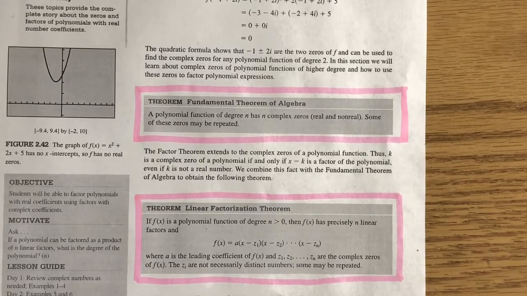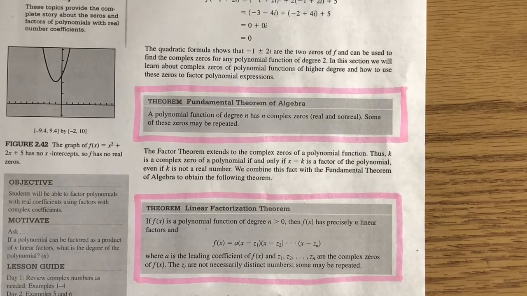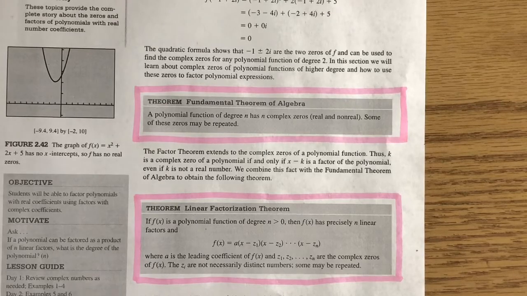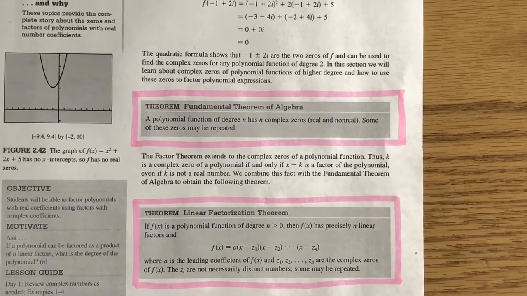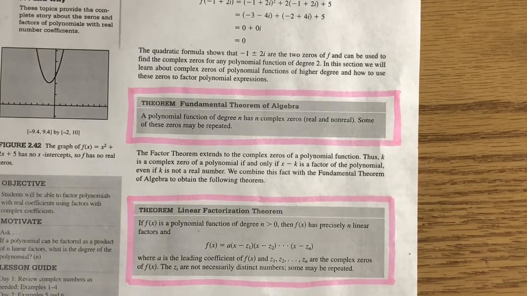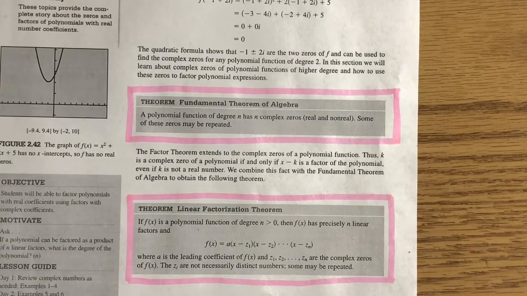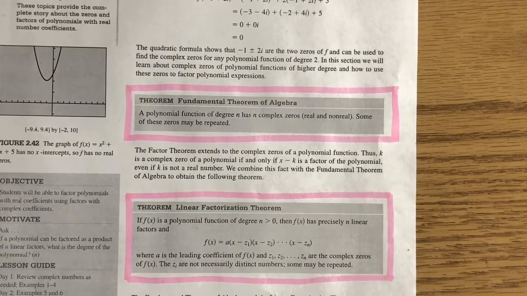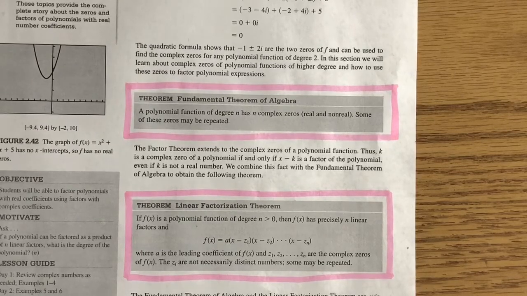Some of them may be repeated, so like if it has a root at 1 but with a multiplicity of 2, that counts for 2 roots even though the root is only at 1. They can be real and non-real, irrational, and so on. So if you had a degree 6 polynomial, you would have 6 roots.